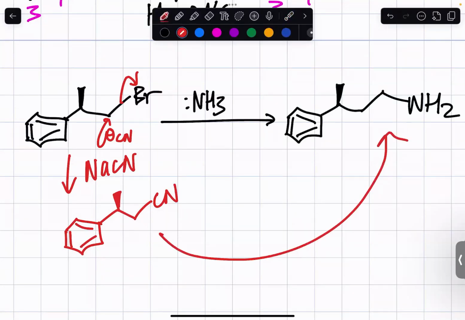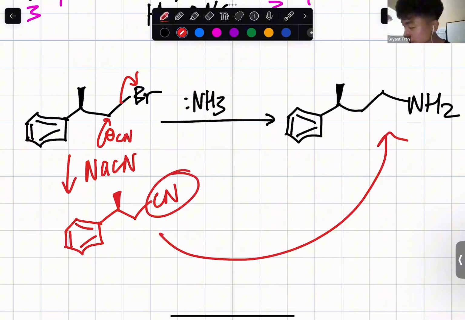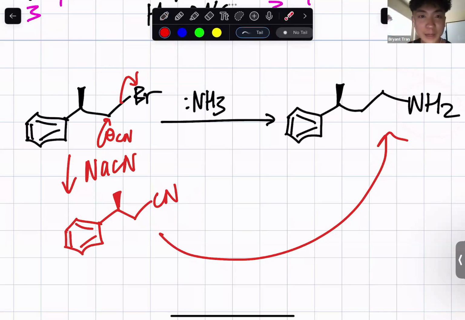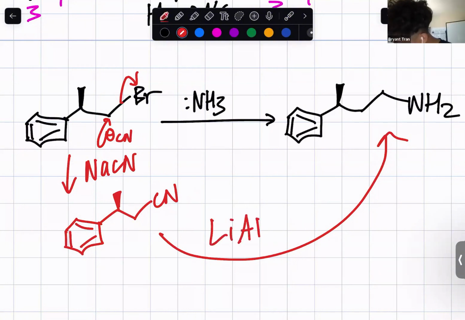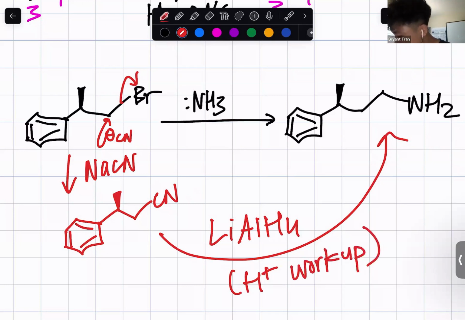To finally go from here to here, what reagent would we use to convert the nitrile into the primary amine? There's two possible ones that you could use. LiAlH4. Yep, you could use LiAlH4 and then acid workup afterwards. And that's it for the synthesis, right?